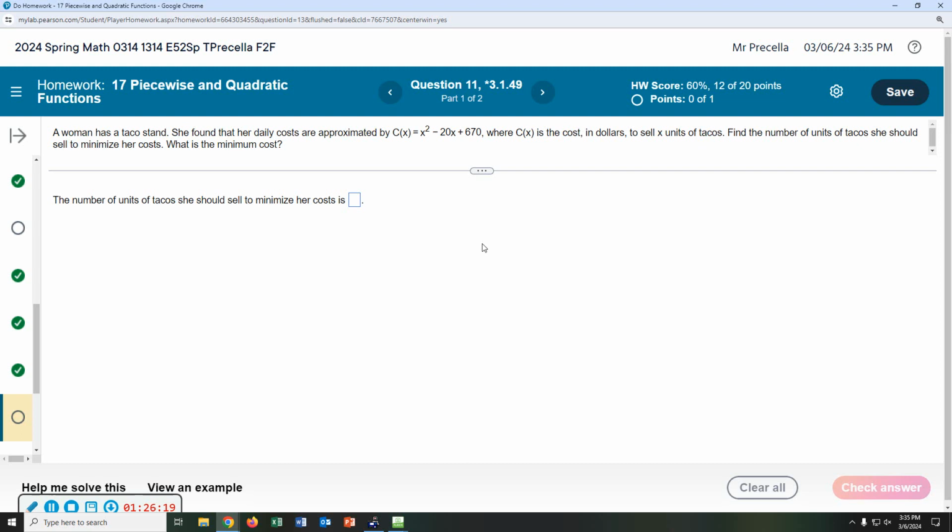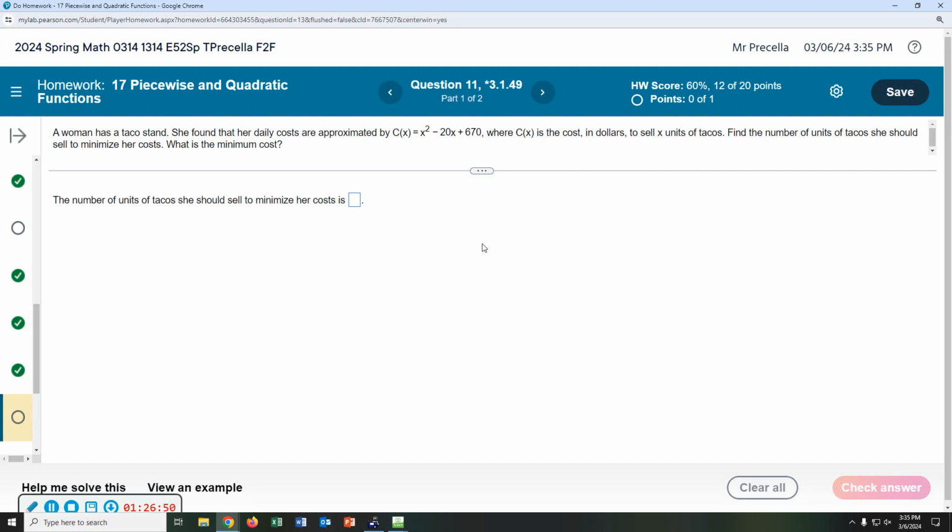A woman has a taco stand. She found that her daily costs are approximated by C of x equals x squared minus 20x plus 670, where C of x is the cost in dollars to sell x units of tacos. I don't know if a unit is a single taco, maybe a unit is a dozen, it doesn't matter. Find the number of units of tacos she should sell to minimize her cost. And what is the minimum cost?